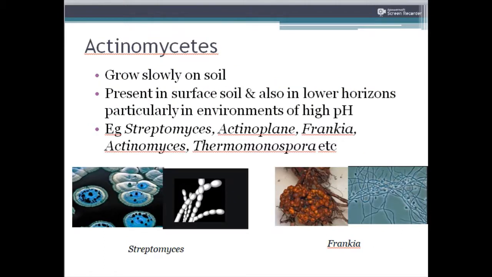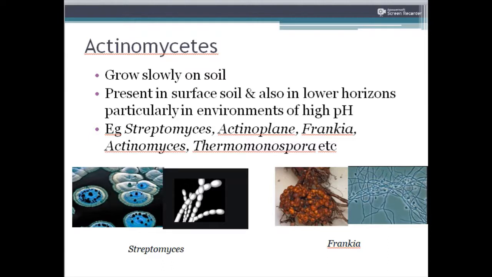As we mentioned earlier, actinomycetes grow at a very slow rate, and they can be present on the surface of the soil, and sometimes they might also occur in lower horizons, particularly in environments of high pH. There is a wide range of actinomycetes in the soil, and some of the most important ones include Streptomyces, Actinoplanes, Frankia, Actinomyces, Thermomonospora, etc. These are some of the widely available actinomycetes in the soil.